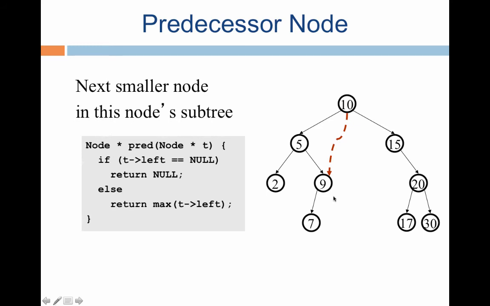Same with the predecessor node, right? It's just symmetric. You just check if the left child is null. If the left child is null, then you know that the key is the smallest value in the tree. Otherwise, you find the largest value in the left subtree. For example, the largest value smaller than 10 is 9, and it is the largest value in the left subtree. So this is the logic.